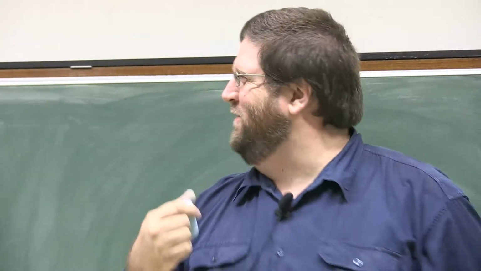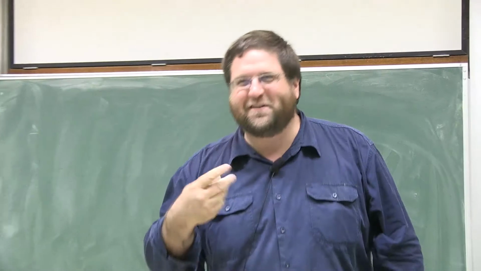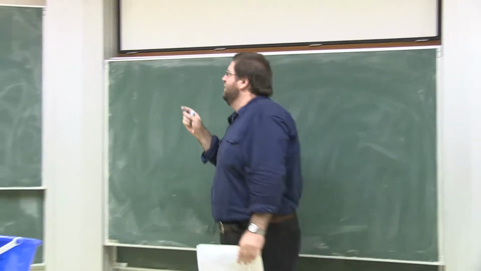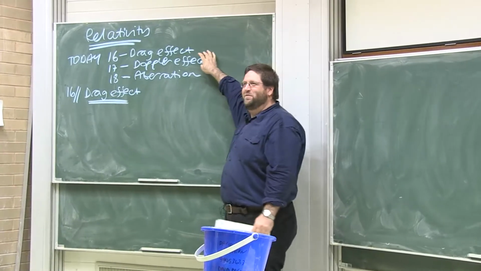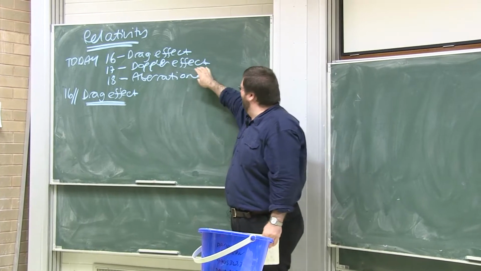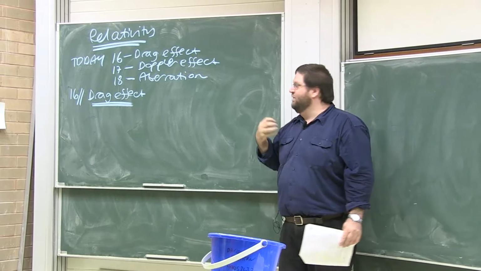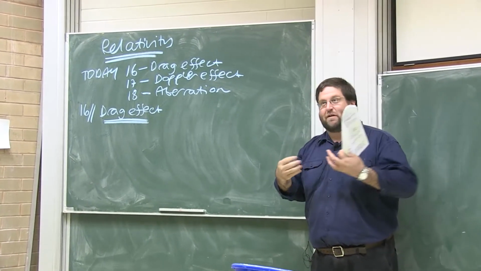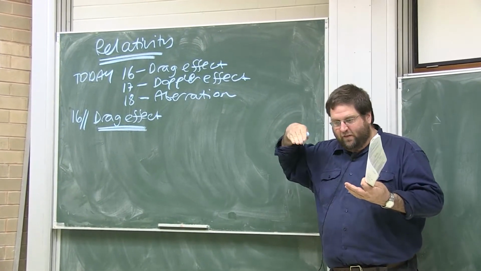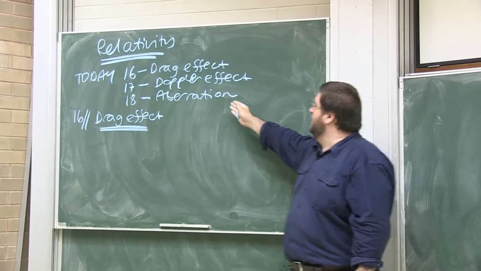Hello and welcome back to the thrilling world of relativity. Today we're going to do three things. First of all, the drag effect, also known as the flying fish tank. Secondly, the Doppler effect, the relativistic Doppler effect. And lastly, the idea of aberration, which is about the relativity of direction, the idea that the direction in which a light beam travels is relative.